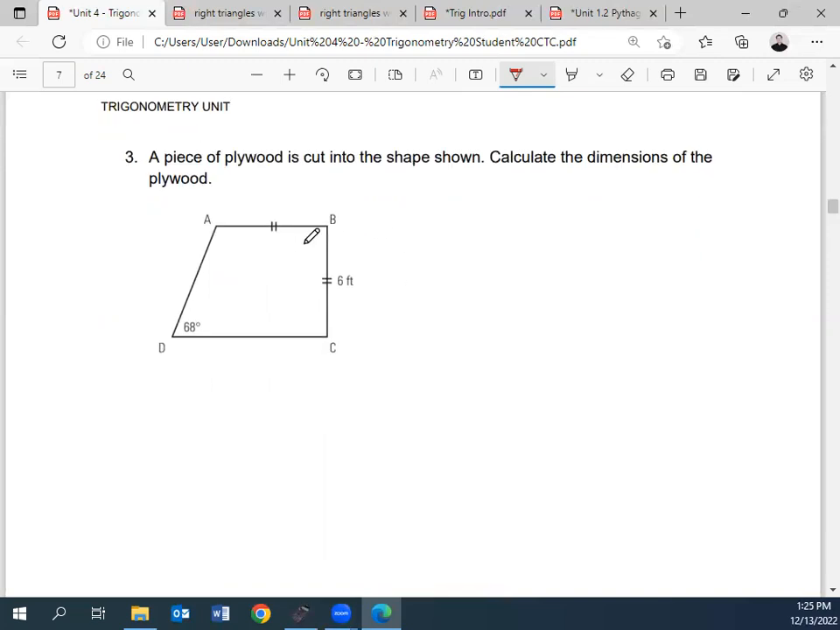So what we have here is a piece of plywood that's being cut into this shape. We want to calculate the dimensions of the plywood. The dimensions is the fancy way of saying I want to find the perimeter. I want to figure out how long each one of these 4 sides is. That's what it's asking us to do here, right?